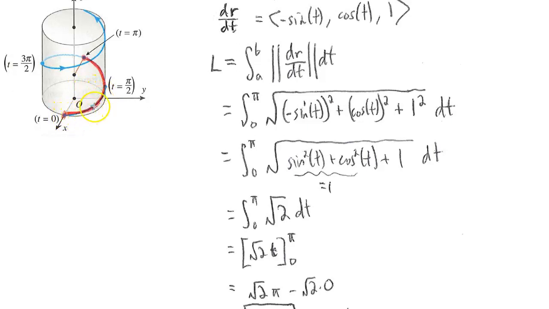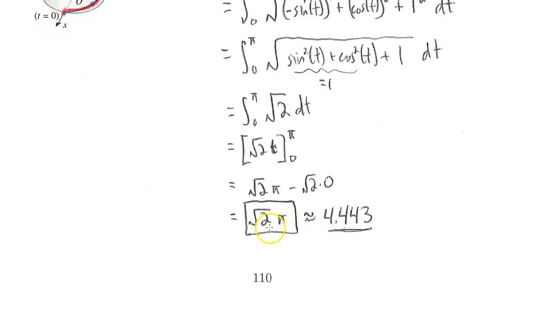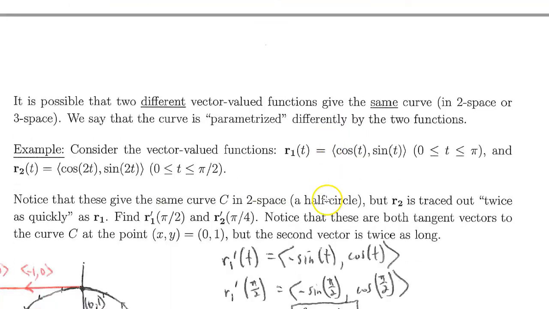Well, notice, since this is winding up, rather than just staying down in the xy plane, it should be longer. It should be longer than pi. And notice it is longer than pi. It's the square root of 2 times pi. It's about 1.414 times pi. So that's the length of that curve.